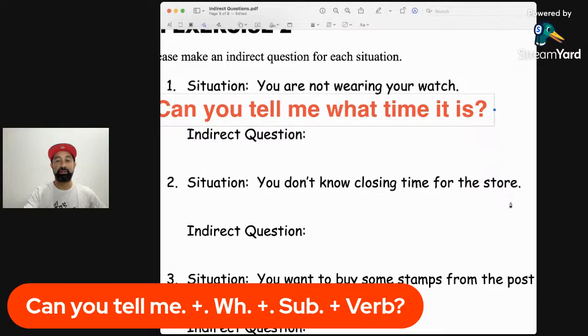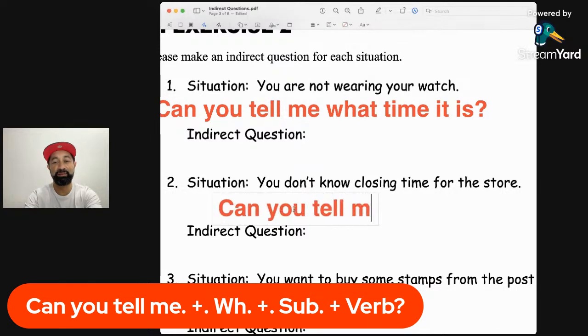In the next situation, you're talking to a worker, a store worker. Will you use "do you know" or will you use "can you tell me"? For me, in this situation, I would use "can you tell me," because the worker should know the answer. So I will use "can you tell me." Now, what is the rest of the question?